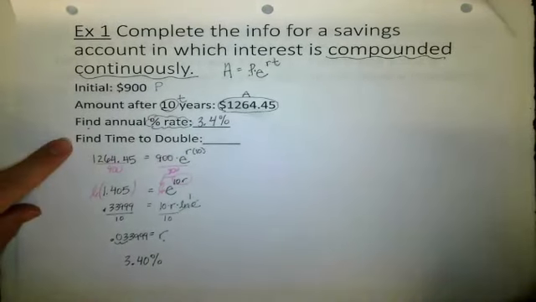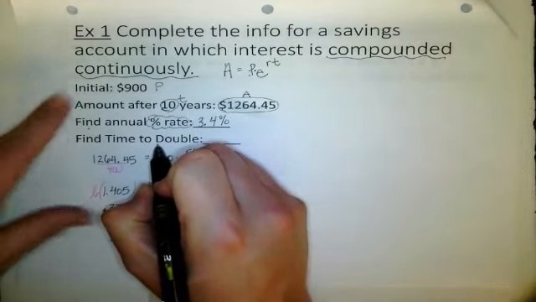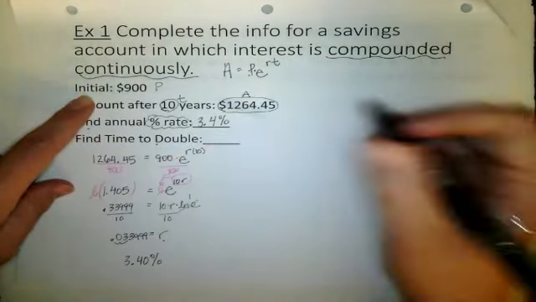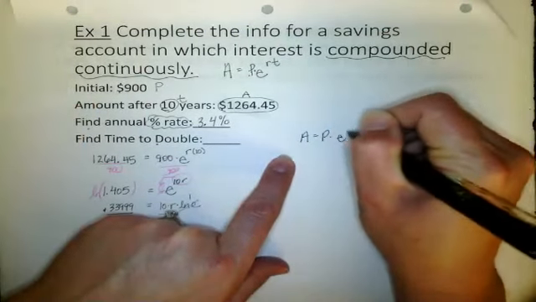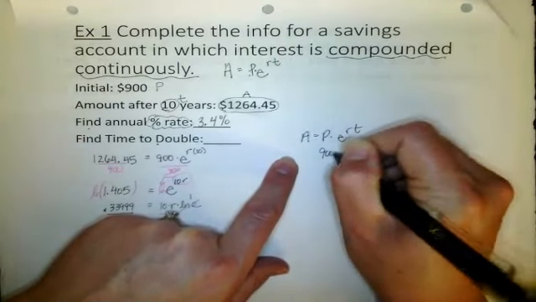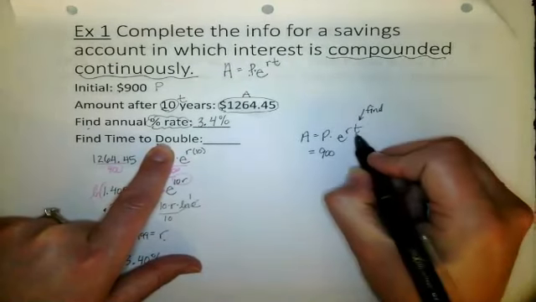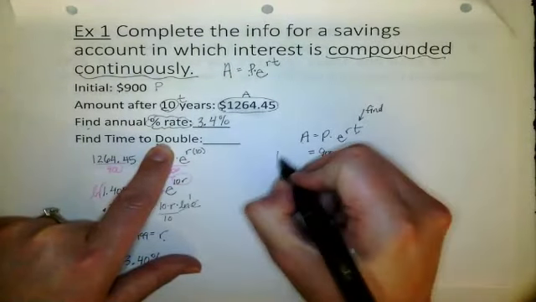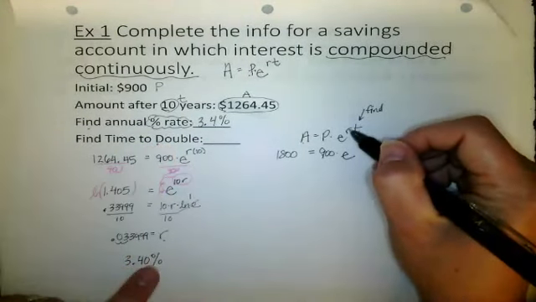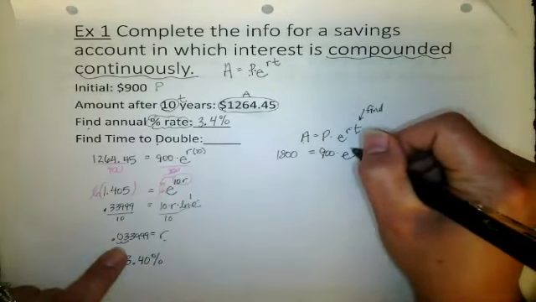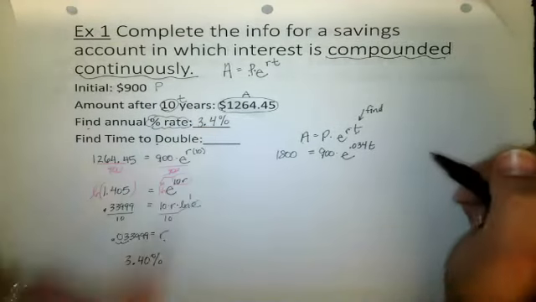Now, we also need to find the time to double. Now, finding the time to double means for the initial amount to double. So to find the time to double, I know that my principal was 900, and I want to know how long it takes. So I'm going to find the time it takes for my initial amount to double. Well, to double means it's going to turn into $1,800. And I know the R now, and the R was 0.034, which I'm just going to convert from the R that we found.